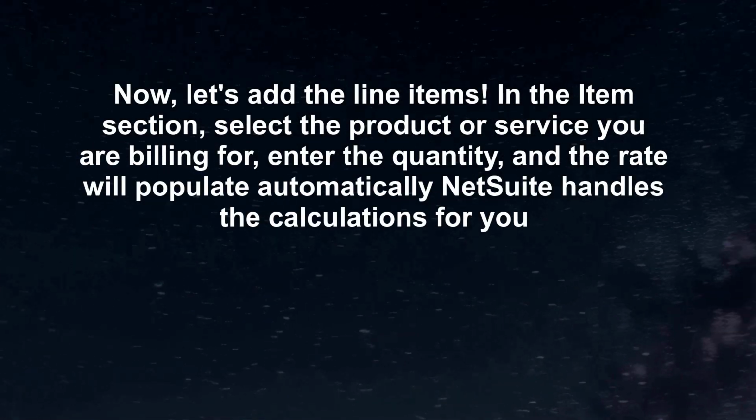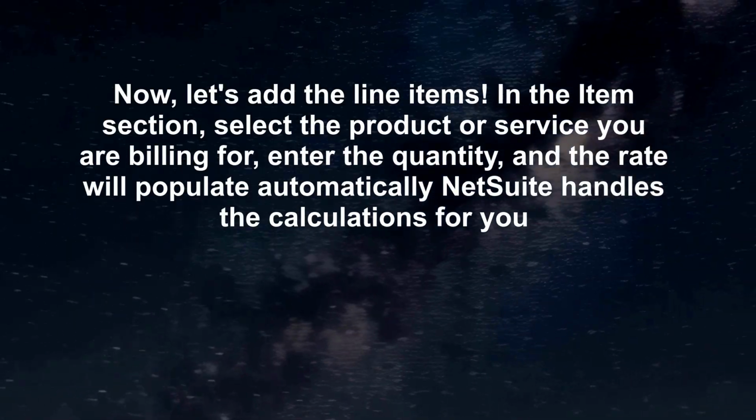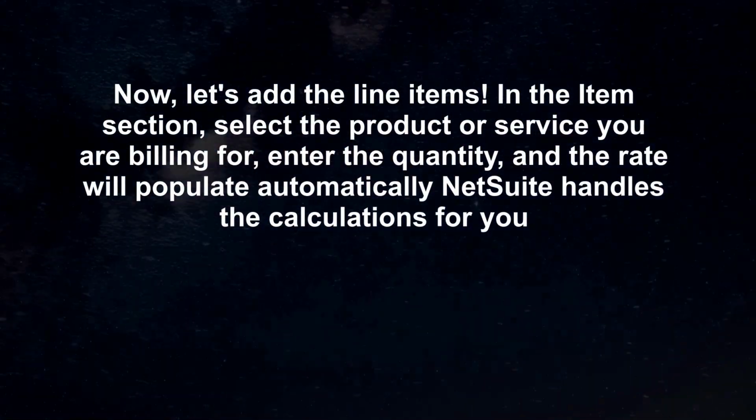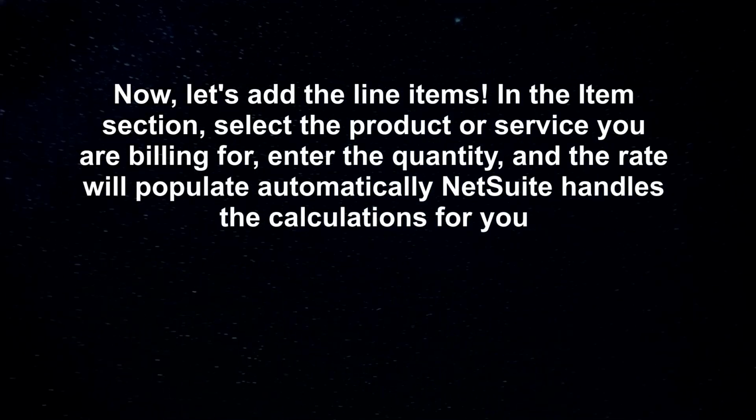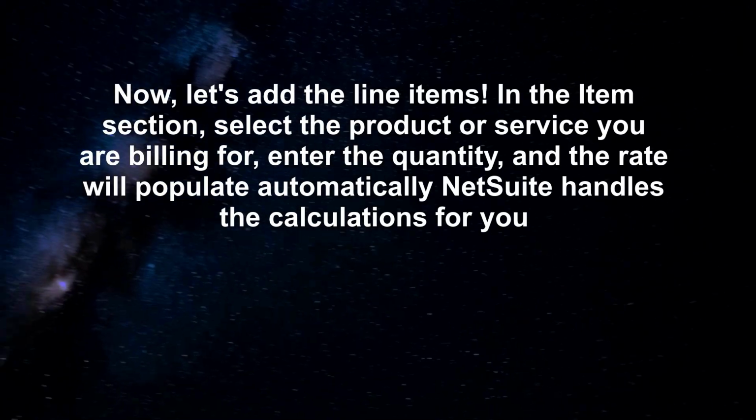Now, let's add the line items. In the Item section, select the product or service you are billing for. Enter the quantity, and the rate will populate automatically. NetSuite handles the calculations for you.